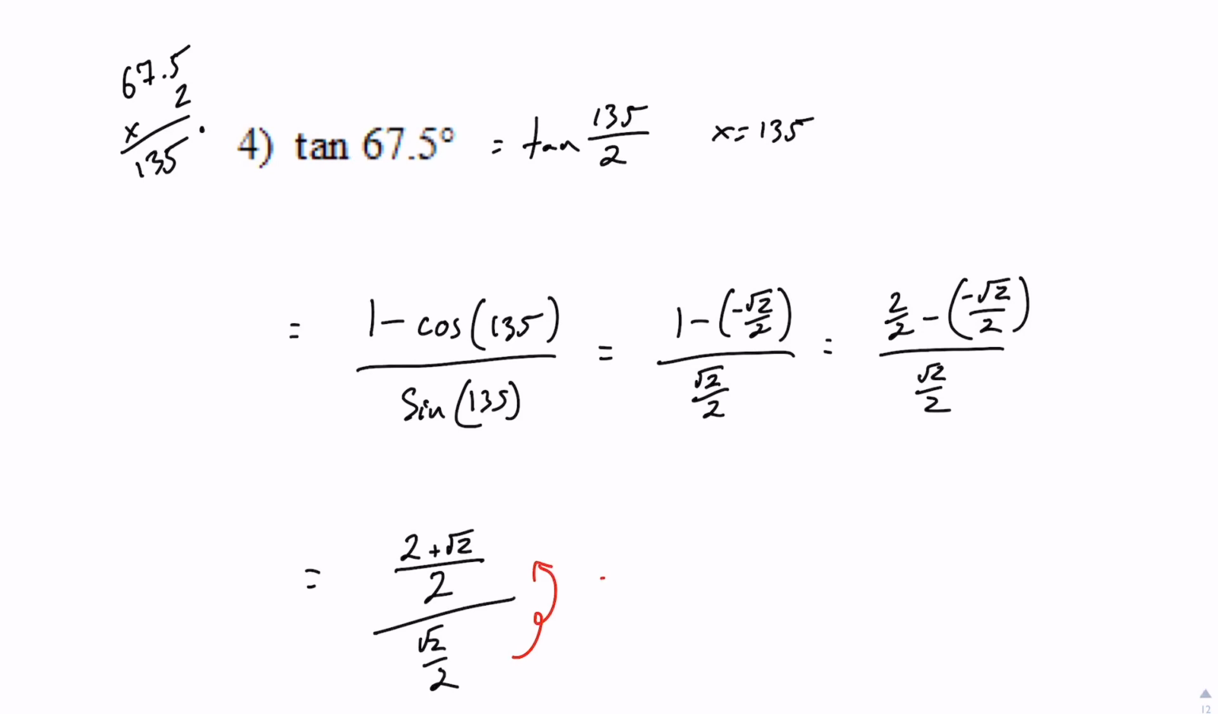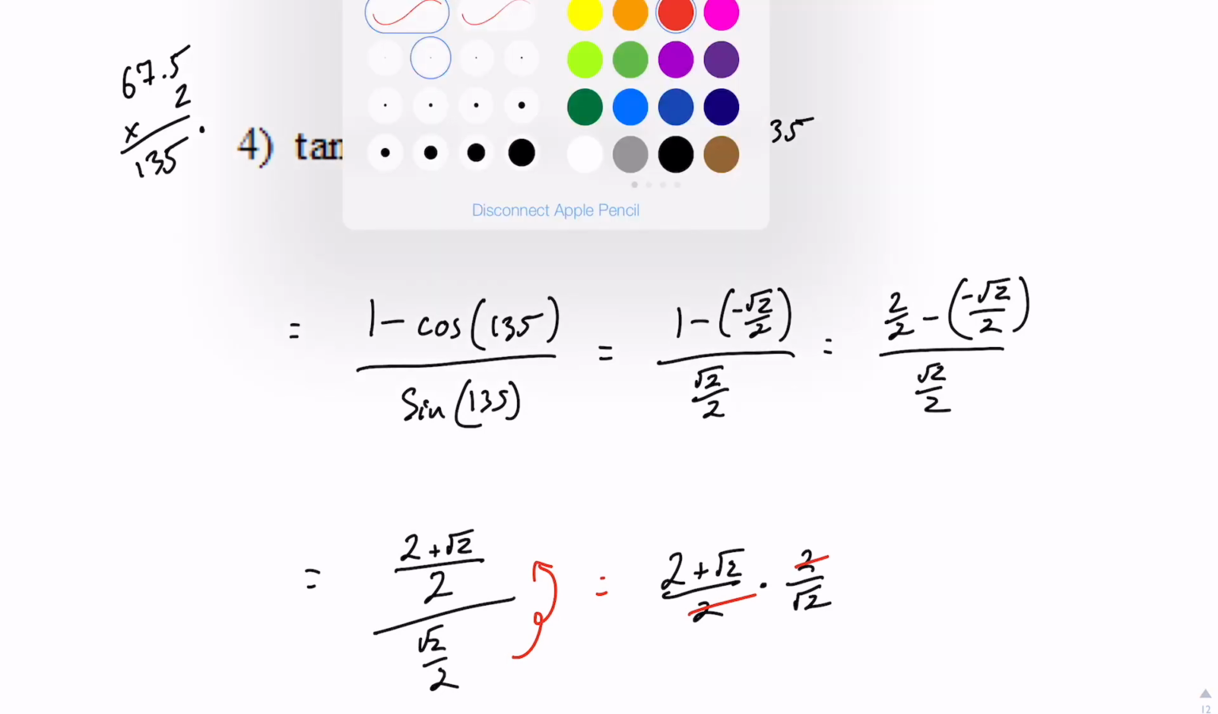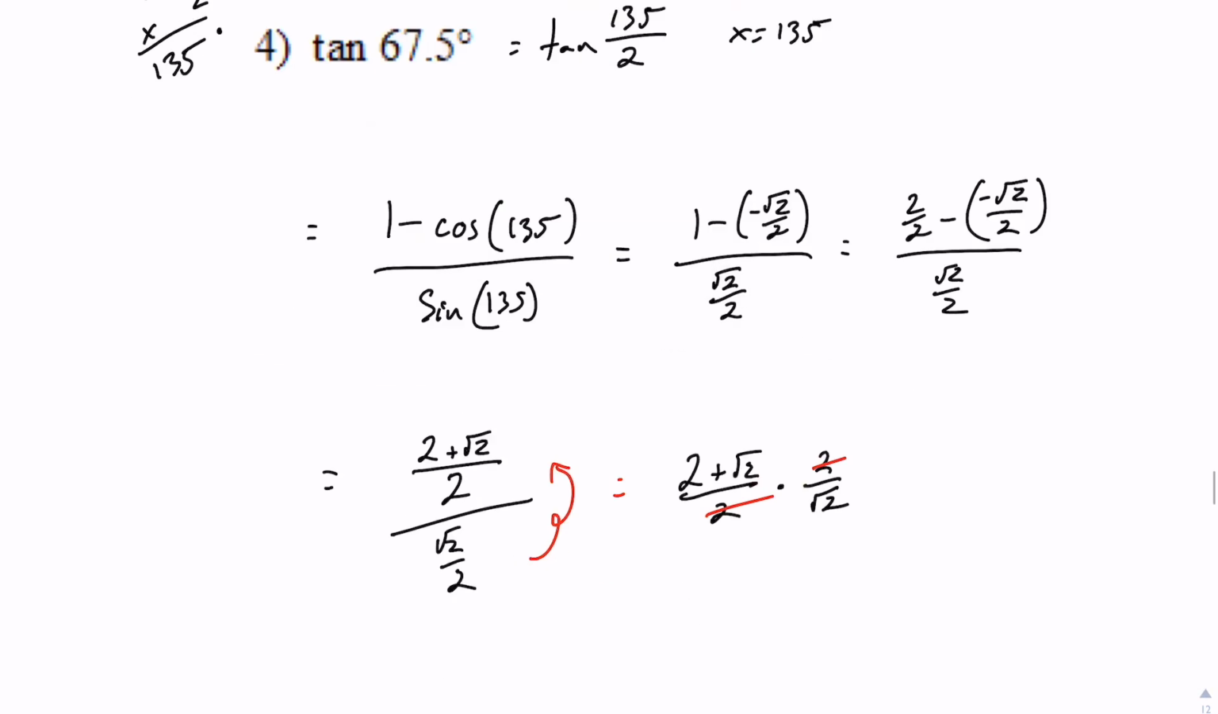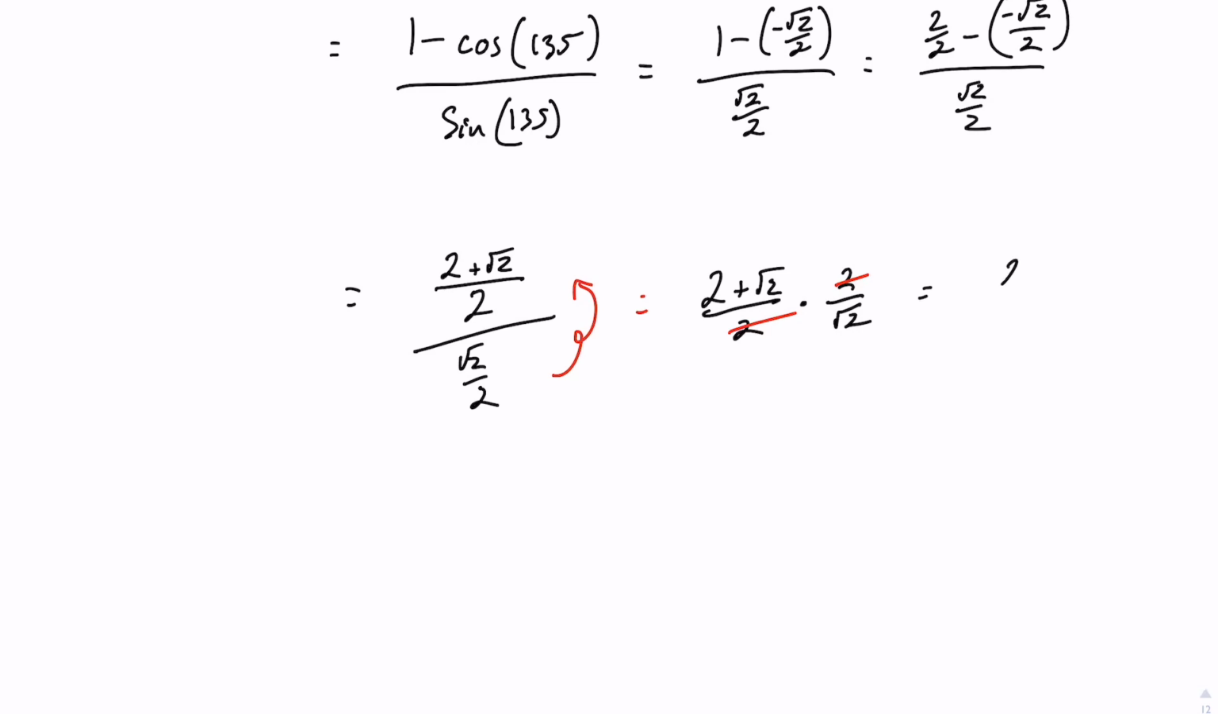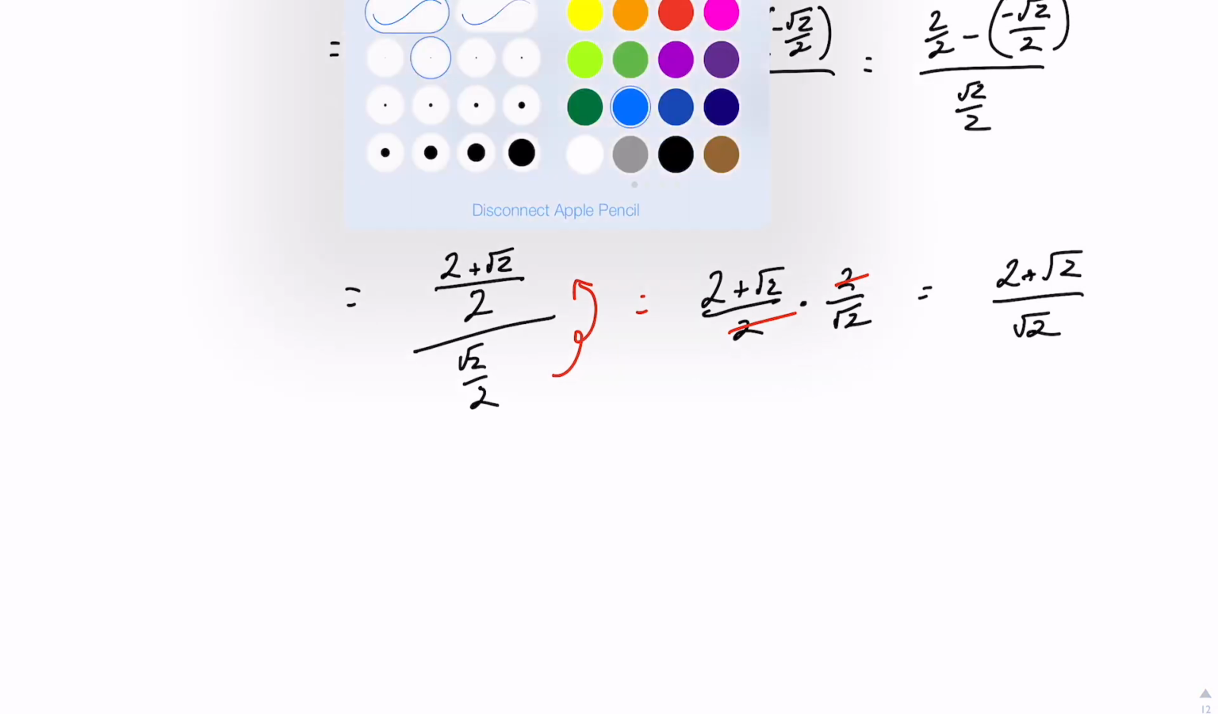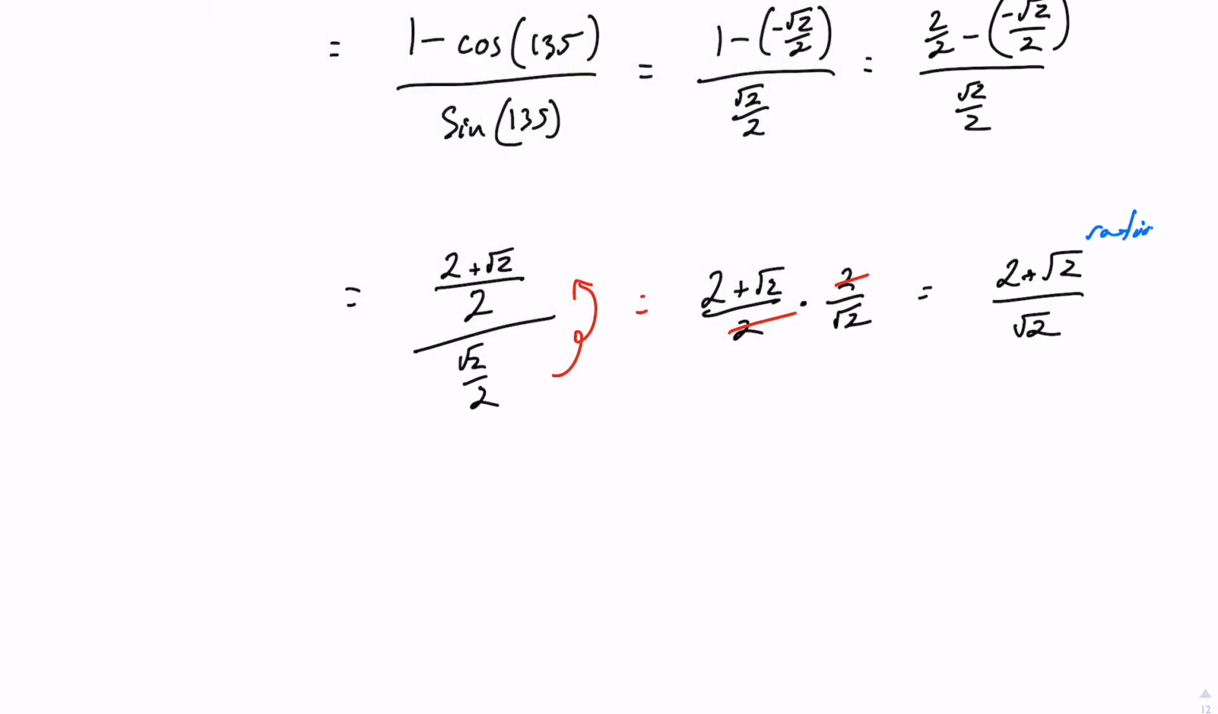So flip it, bring it to the top. So this ends up being 2 plus the square root of 2 over 2, times 2 over square root of 2. The 2's cancel. So our final answer is 2 plus the square root of 2 all over the square root of 2. We can rationalize this. So I'll rationalize in blue. Times square root of 2 over square root of 2. So the bottom simplifies to just 2.